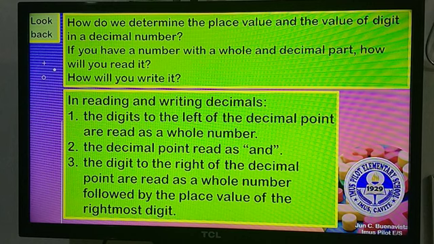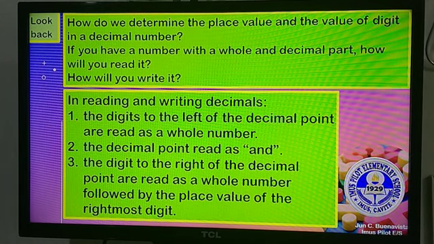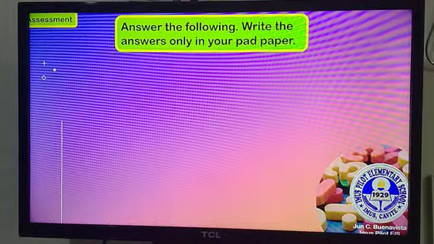Then the last one, the digits to the right of the decimal point are read as a whole number followed by the place value of the rightmost digit. So, parang whole number lang siyang pagbasa, then lalagyan lang sa dulo yung place value ng pinaka-rightmost digit. Kung ang pinakadulo is 10,000, so lalagyan mo lang sa dulo ng 10,000ths. Okay? Now, for your quiz, answer the following.